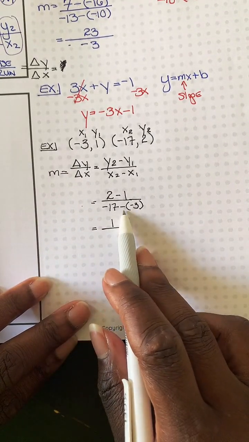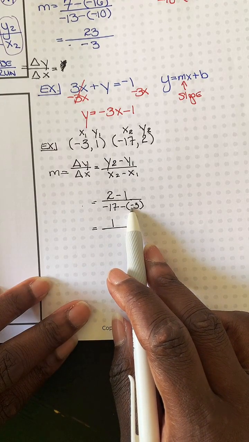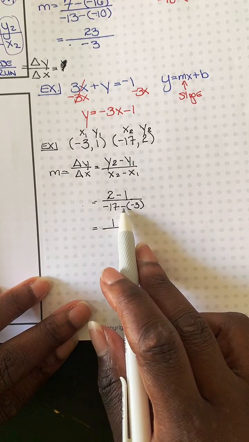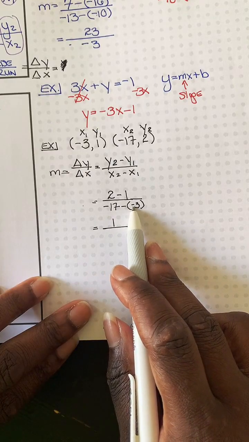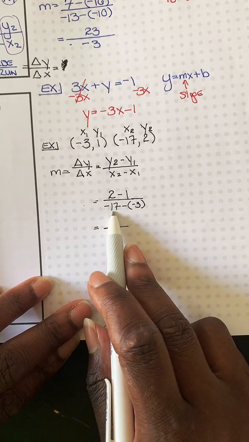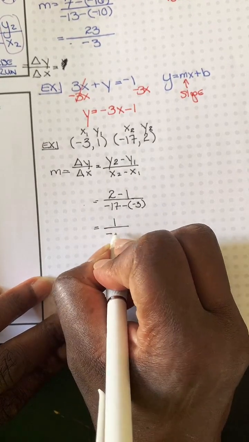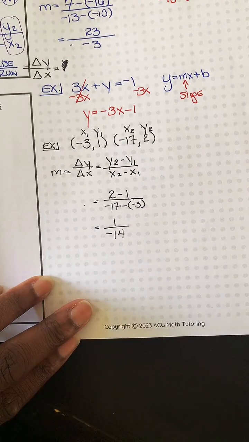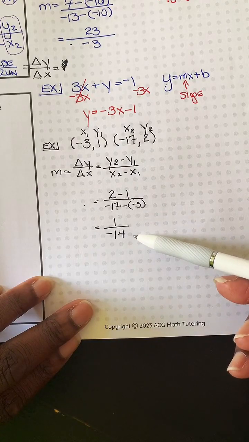And -17 minus a -3 is not -20. When you minus a negative, this part changes to a positive, so it's really -17 plus 3. If you owe me $17 and then you paid me 3, that means you owe me $14. So now you have your slope, which is 1 over -14.